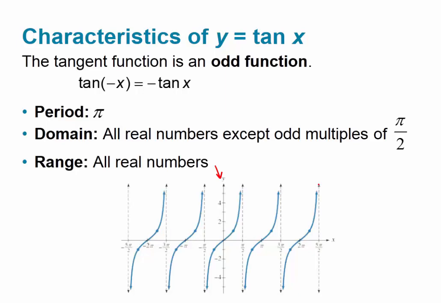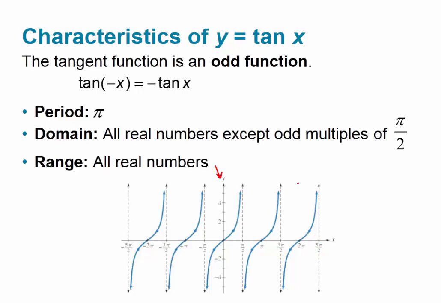The domain, remember in sine and cosine we had an unlimited domain, but here we can't have these odd multiples of pi over 2. We could have even multiples of pi over 2, which end up being whole numbers of pi, like 0, pi, and 2 pi. Those values are always going to be 0. But at these odd multiples, pi over 2, 3 pi over 2, 5 pi over 2, we're going to have asymptotes.